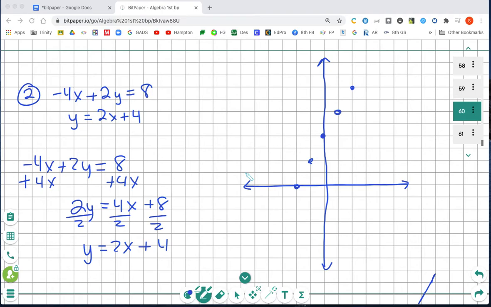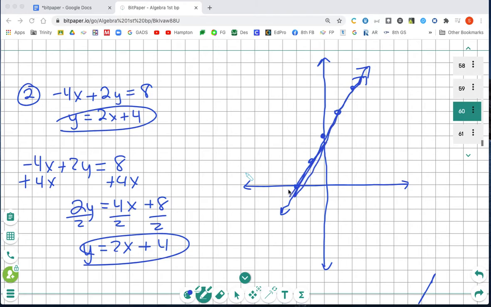Our first line. Our second equation is the same as this one, so that means we would start on the same ordered pair, or the same starting point, (0, 4), up 2 to the right 1, up 2 to the right 1, down 2 to the left 1, down 2 to the left 1. So we have a line that is laying on top of another line.